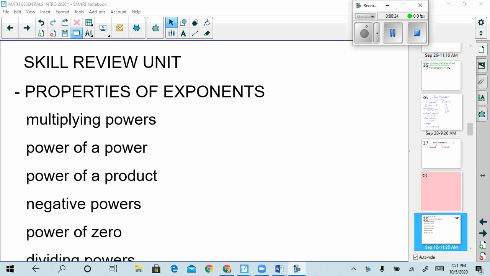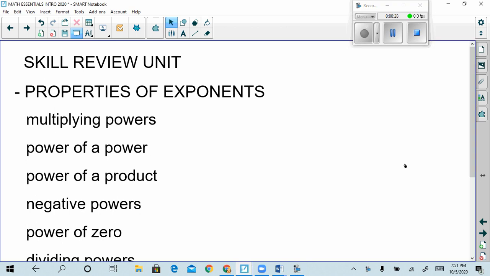Then we're going to start our unit on reviewing the properties of powers. We're going to look at the multiplication powers, the power of a power, power of a product. Look at those negative powers, the power of 0, and also the division.